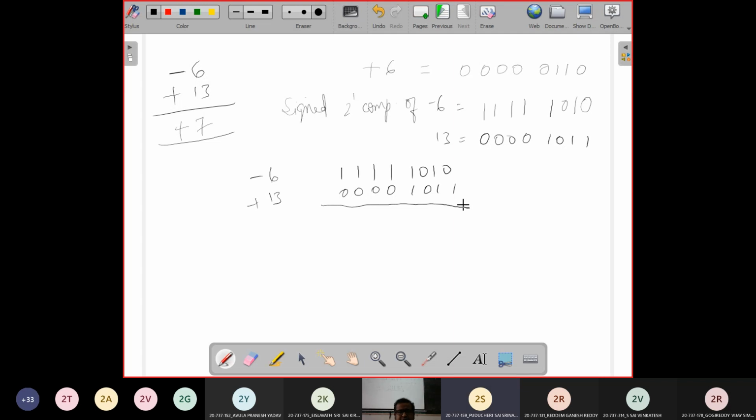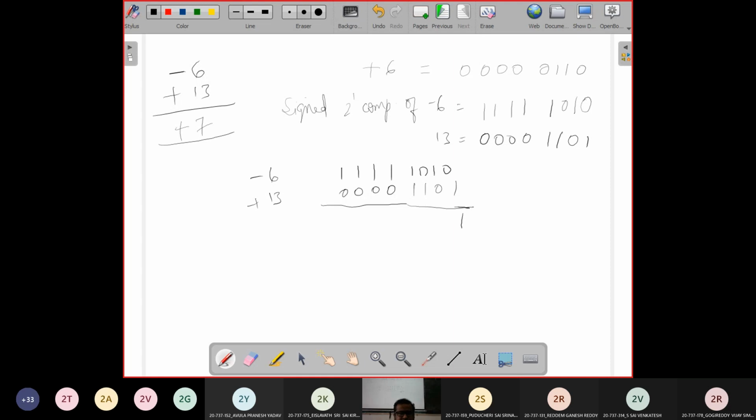Sir, 1101. 13, right? 1101, sorry. So it should be 1101. Okay, so let me erase this also. Now just add these two binary numbers.